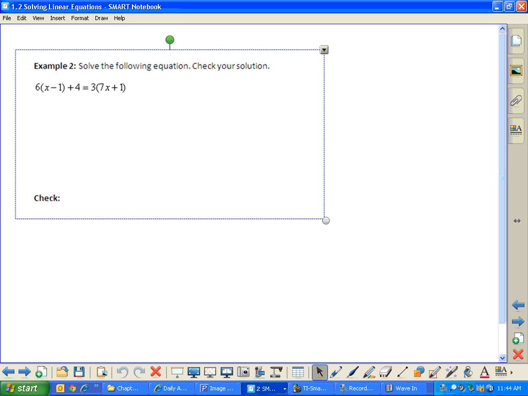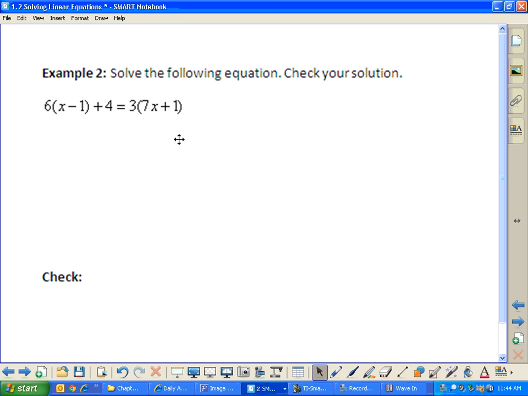In example 2, we have a little bit more to our problem. We have 6 times the quantity of x minus 1 plus 4 equals 3 times the quantity of 7x plus 1. Please keep in mind that if you see parentheses or like terms, you have to do that first step. You have to simplify first. So that's actually what I have to do to get off to a good start on this problem. I have to simplify both sides of the equal sign.